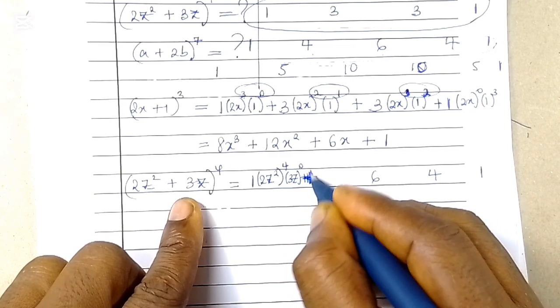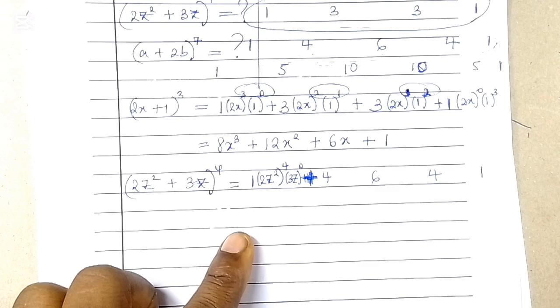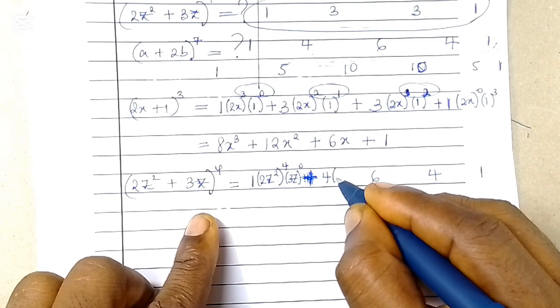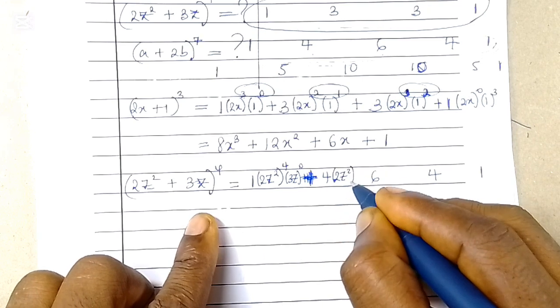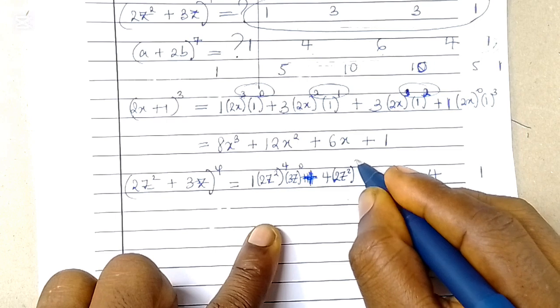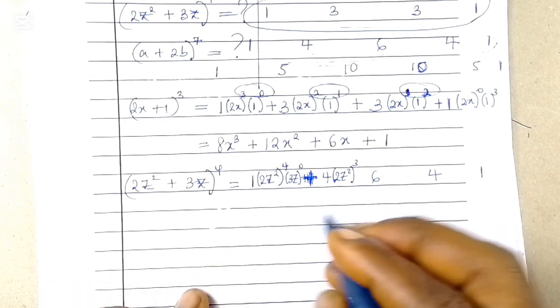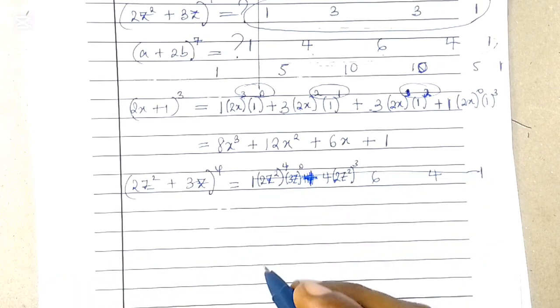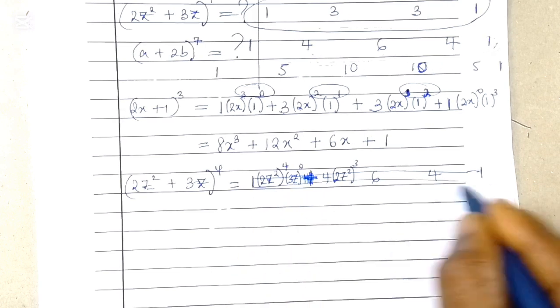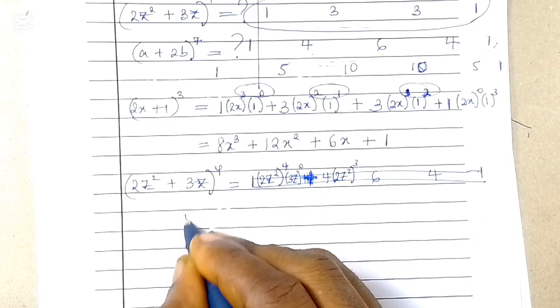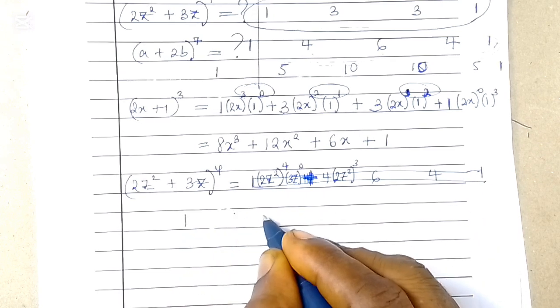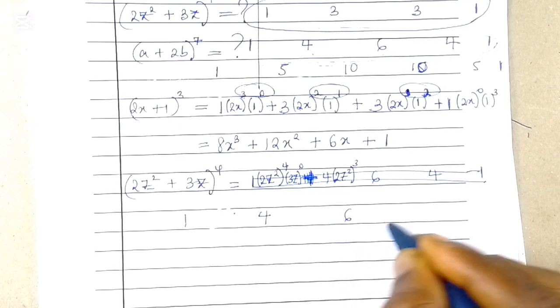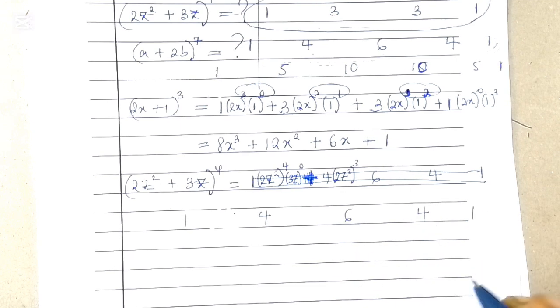Plus, let me shift this a little bit. So plus 4 is the second coefficient. This will be 4 times 2z squared all raised to the power of 3 because it will decrease by 1 again. Let's bring this down here for more space. So let's start all over again. So I'm going to write here 1, 4, 6, 4, and 1. Okay?